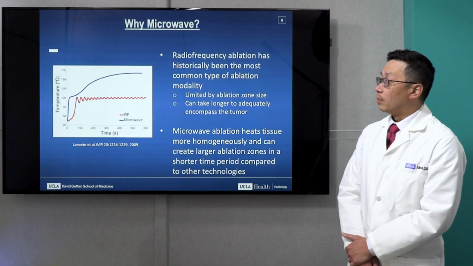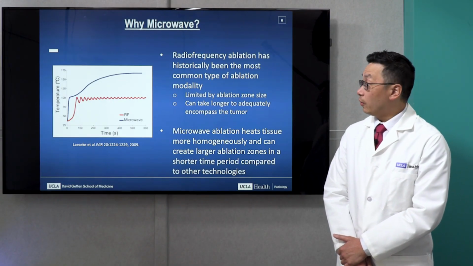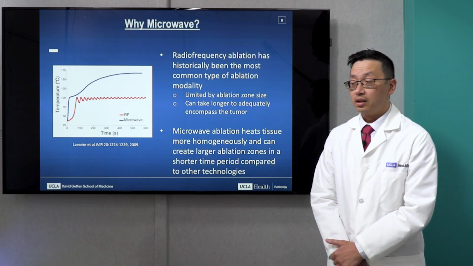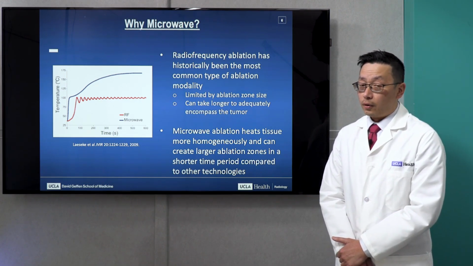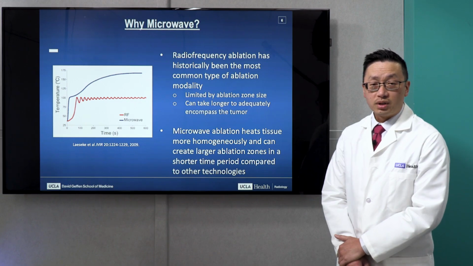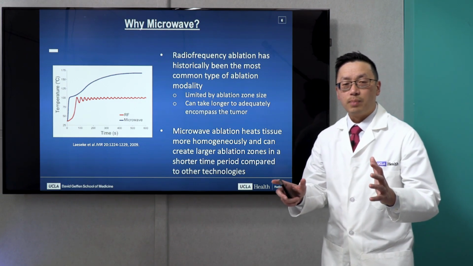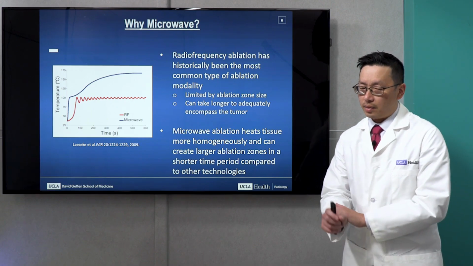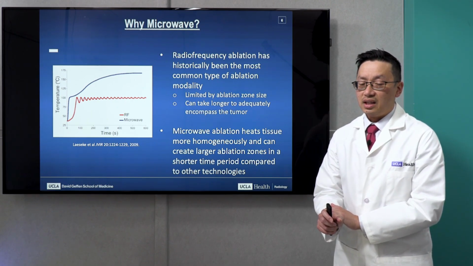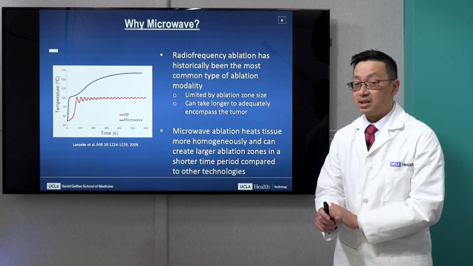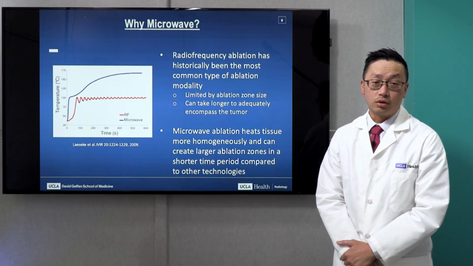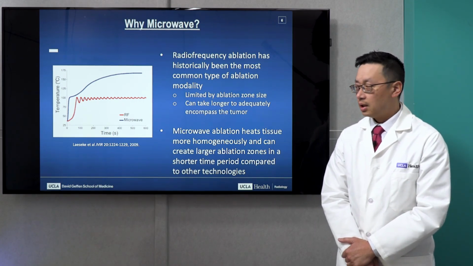So why do we use microwave ablation? Well, radiofrequency has historically been the most commonly used ablation modality worldwide. Radiofrequency ablation uses a point source of heat and allows the heat to dissipate passively through the tumor tissue. Because the heat comes from a point source, the heating takes a lot longer and sometimes necessitates multiple applicators to actually sufficiently treat the tumor with adequate margins.